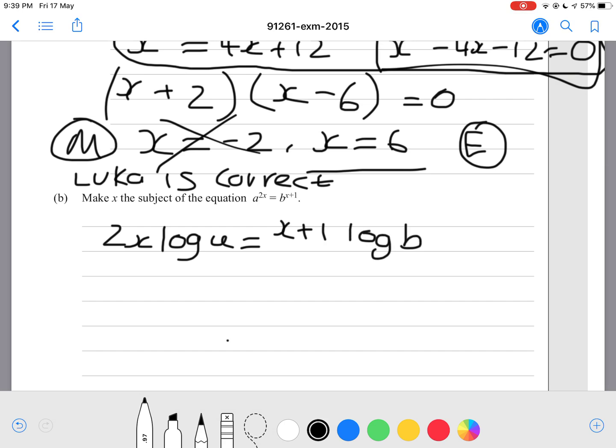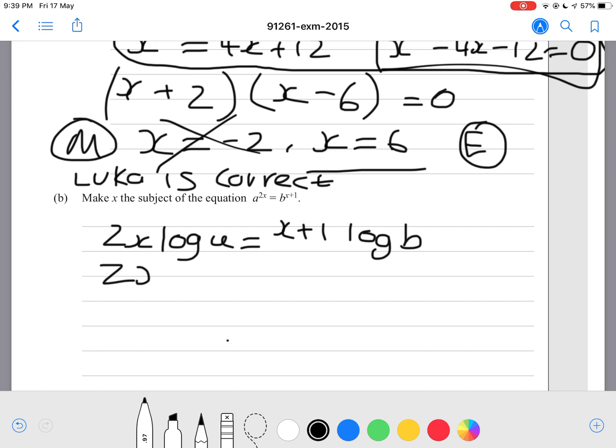Okay, so you might find yourself in a bit of a pickle right now. So you have 2x and x plus 1. It would be great if we could separate the x and the 1, right? It would be great. Oh yes, but we can. Okay, so how are we going to do that?